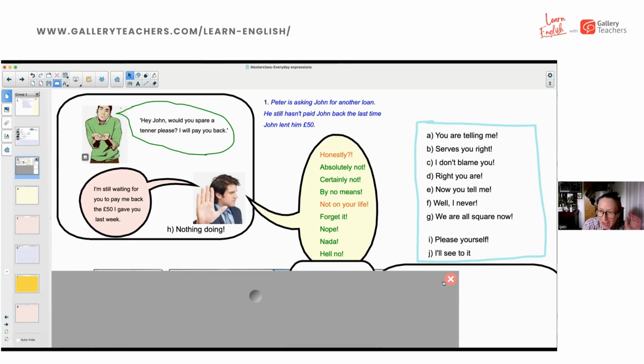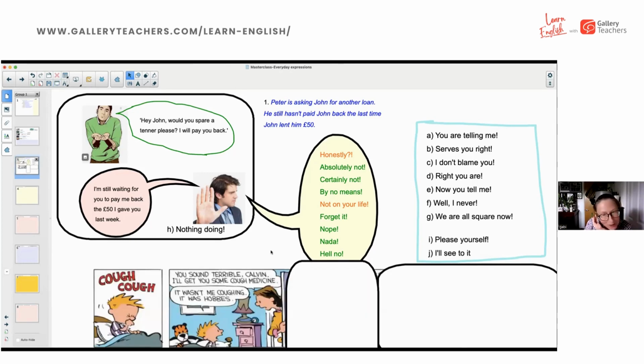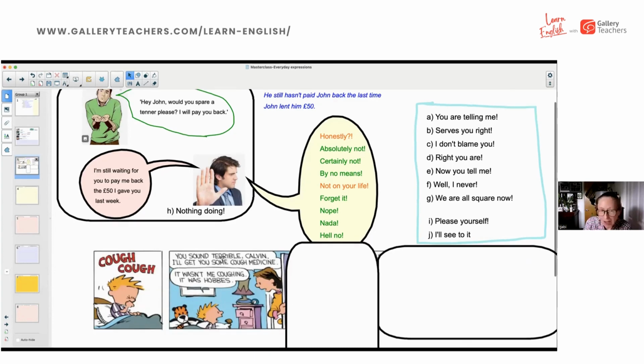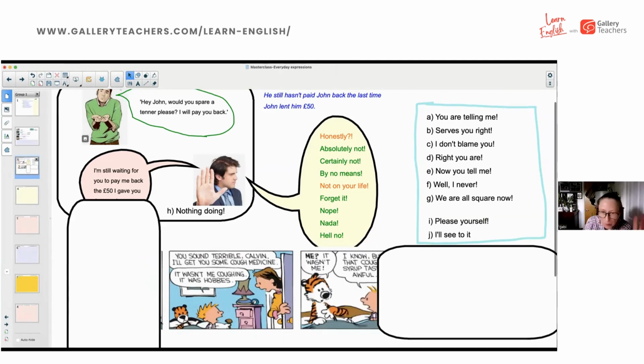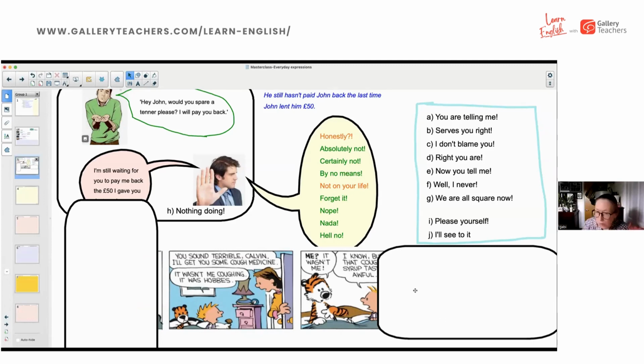Now, just to show you another situation, another context, I found this cartoon, Calvin and Hobbes. You may not know it, but it's quite popular. It's quite funny, actually. So the mother is saying, you sound terrible, Calvin. I'll get you some cough medicine. And then what he's saying, it wasn't me coughing, it was Hobbes, right? So shifting the blame. Me? It wasn't me. I know, but that cough syrup tastes awful.